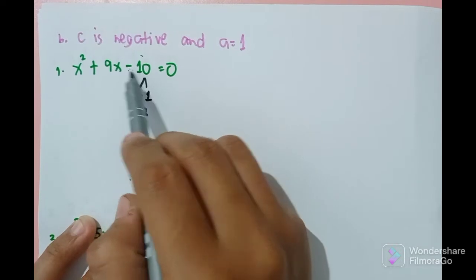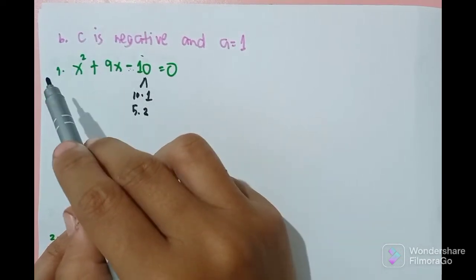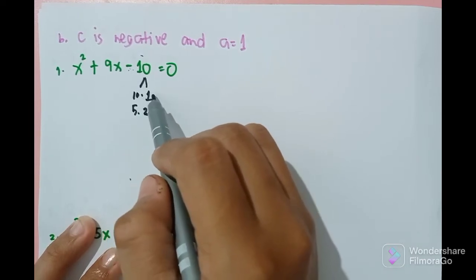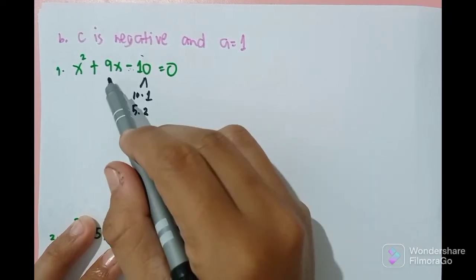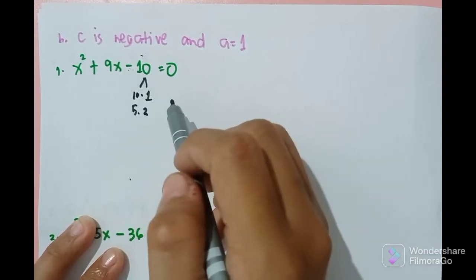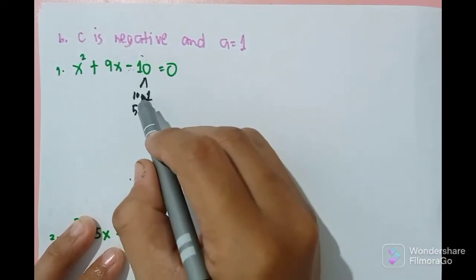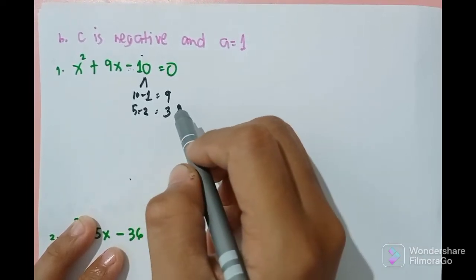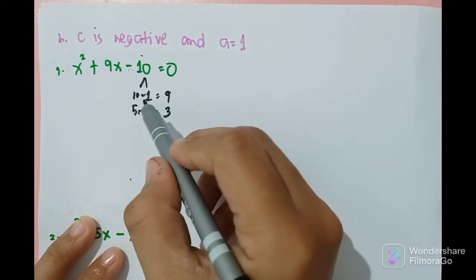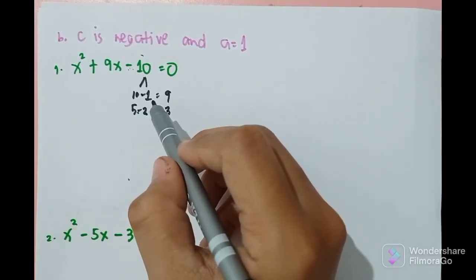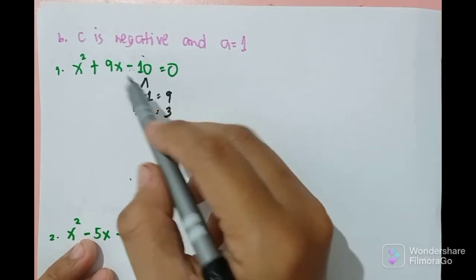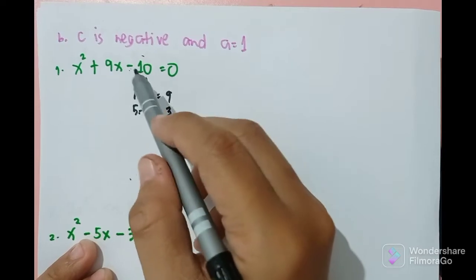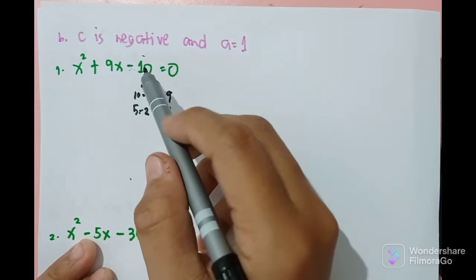Okay, since C is negative, so, kanina, pina-plus, ngayon naman, ima-minus natin yung factors. So, kung saan dapat yung sagot nun ay mag-equal kay middle term. Yung difference nun ay mag-equal kay middle term. So, 10 minus 1 is equal to 9. 5 minus 2 is equal to 3. So, anong factors na kukunin natin? So, si 10 saka si 1. So, bubuo na ulit tayo ng factored form. So, since this is negative, diba, alam natin, kapag nag-multiply tayo, kapag negative times positive, ang answer ay negative.